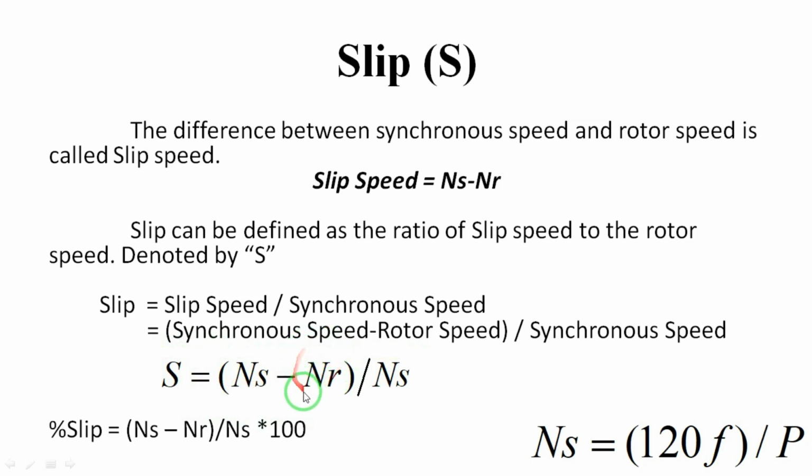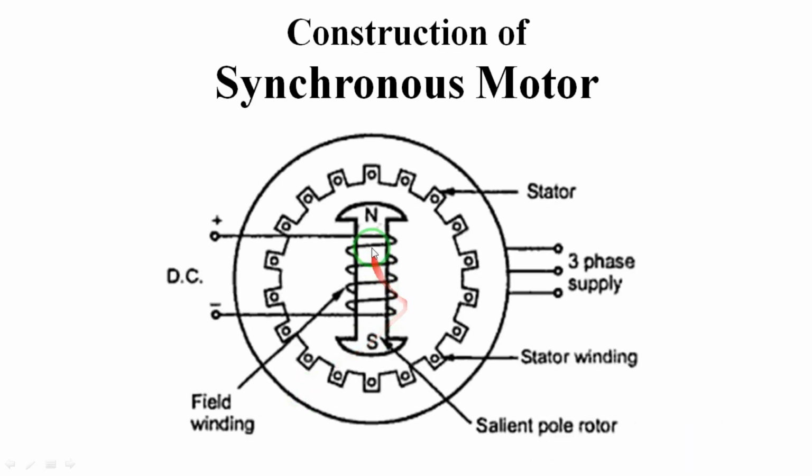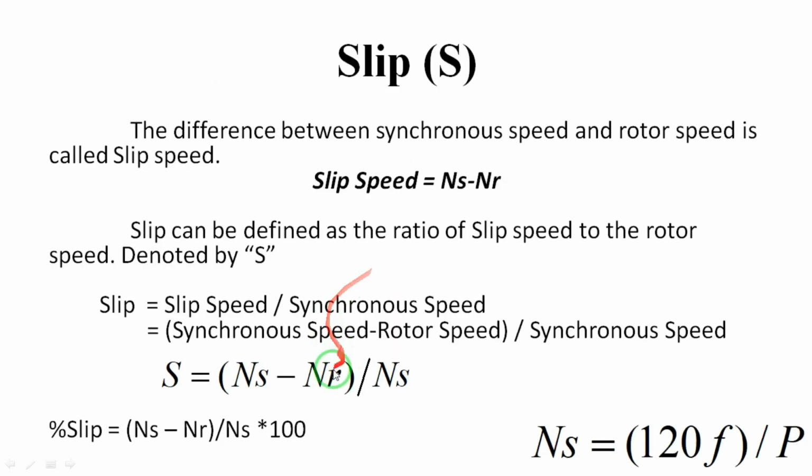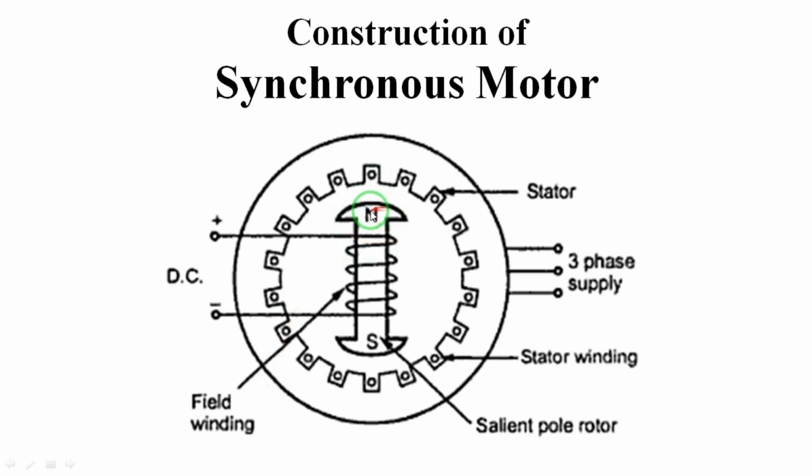If the rotor also rotates with the synchronous speed, then what happens? Nr is equal to Ns. Then Ns minus Ns is 0, so slip is equal to 0. So finally, when slip is equal to 0, the rotor is rotating with the synchronous speed. When the slip is equal to 1, the rotor rotates with zero speed, which is the starting condition.